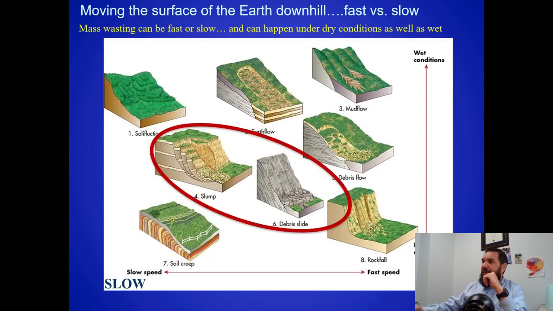So anyway, moving on, we want to cover some of these other things, like going on to slides. So slides are slumping and debris slides. We'll talk about slumps and debris slides separately.